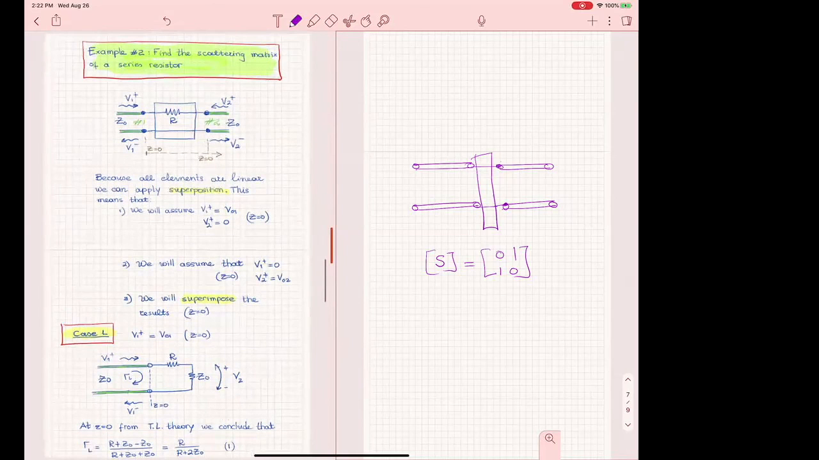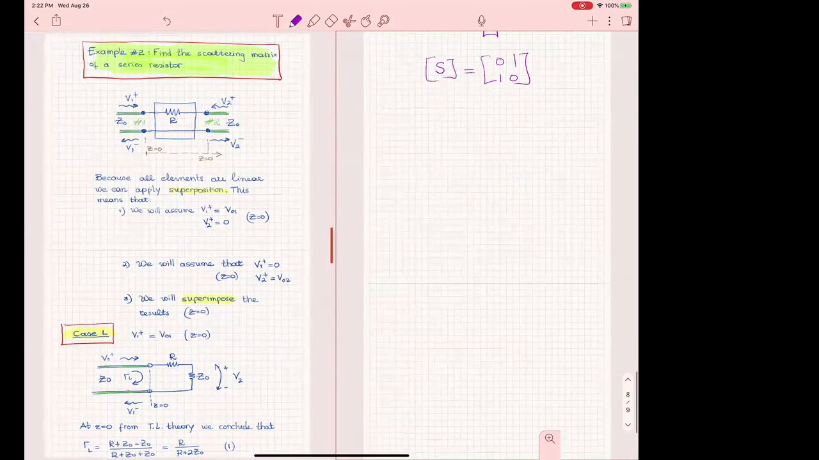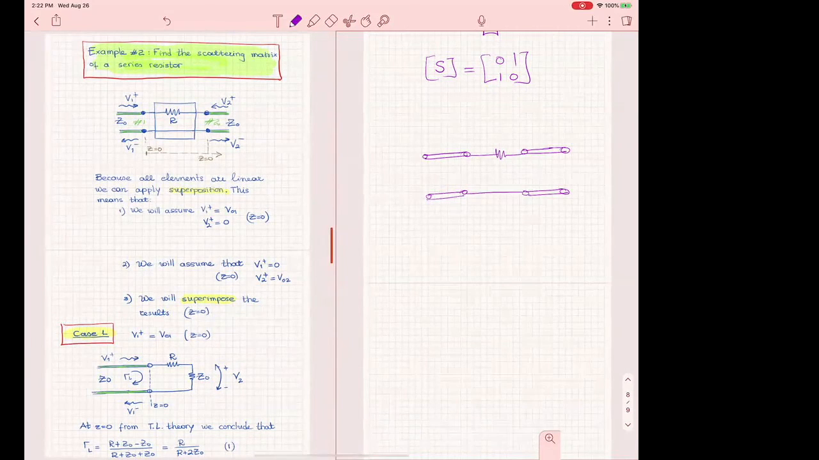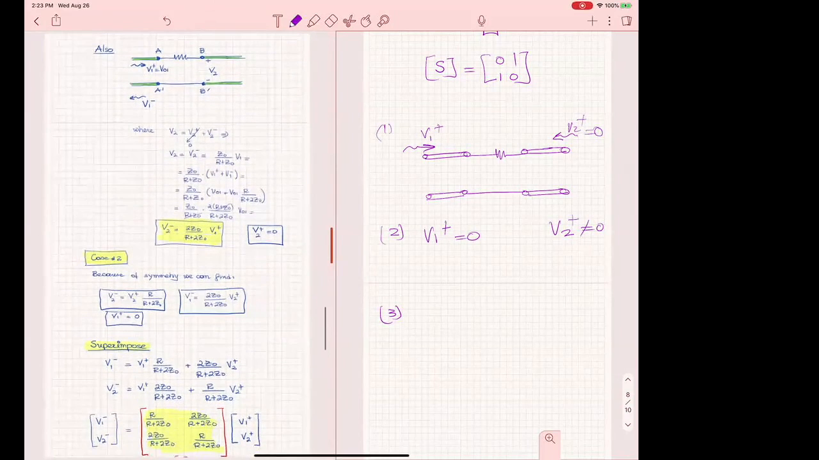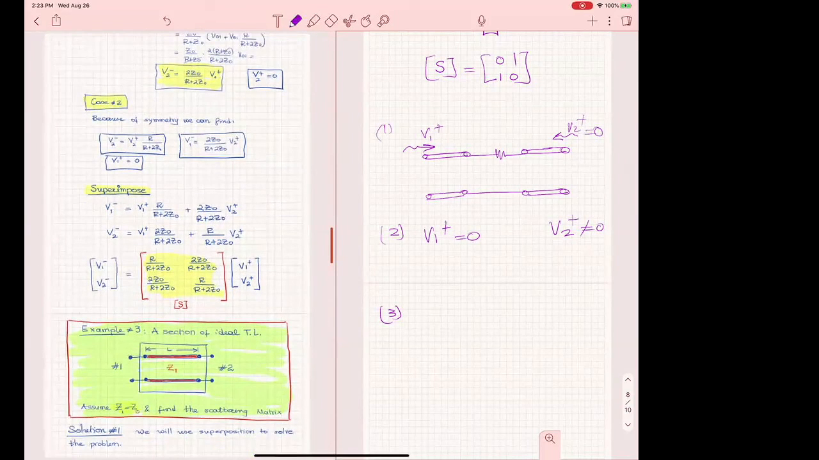So I did superposition, and first I assumed that in this case, where you have a resistor, only one wave is excited at the time, that this one is non-zero, but this one here in the first case, I assumed it was 0. That's 1. Then 2, I assume that V1 plus was 0, but V2 plus was different than 0, and I solve the problem. And then in 3, I superimpose the solutions. So I do it here, case 1, all right, case 2, and then superposition. And I found the scattering matrix.